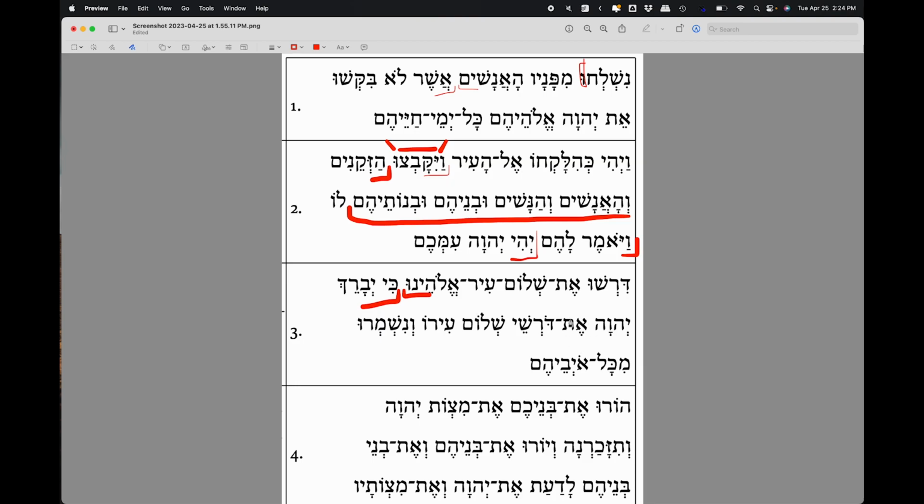Here we go, et is our definite direct object marker. Doreshe. This is going to be a participle form? You would have a holem tsere pattern here in the first and second consonants for the participle. This is Qal active participle. So here it's saying seek, you all seek the peace of the city of our God, because the Lord will bless the ones seeking, the seekers, those who seek.